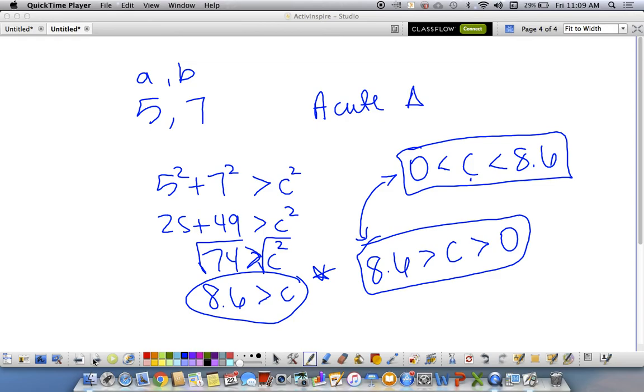Can it equal 8.6 and still be an acute triangle? What happens if it does equal 8.6? Then it becomes a right triangle. Okay? Means we can't have that little equal sign underneath. Okay? Are we okay? Yep.